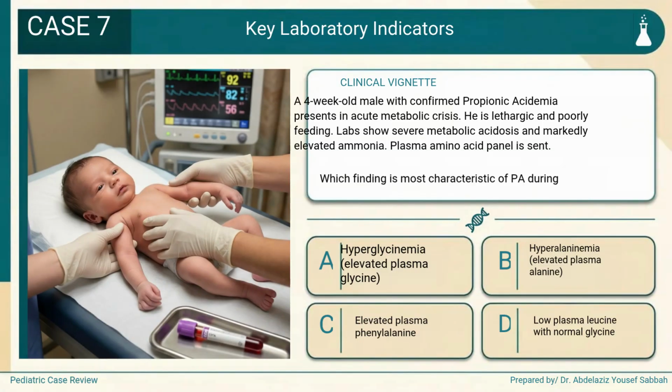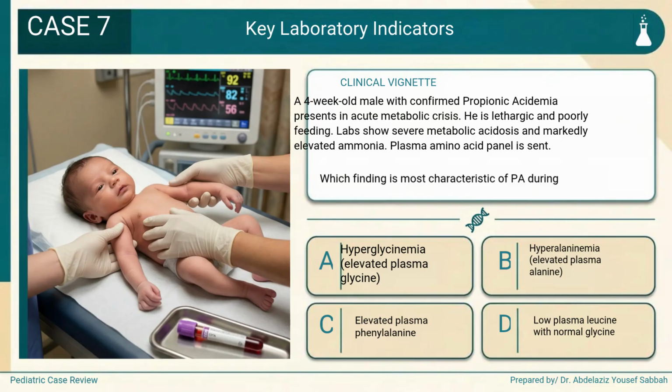Case 7. A 4-week-old male with confirmed propionic acidemia presents in acute metabolic crisis. He is lethargic and poorly feeding. Labs show severe metabolic acidosis and markedly elevated ammonia. A plasma amino acid panel is sent. Which finding is most characteristic of propionic acidemia during acute crisis?